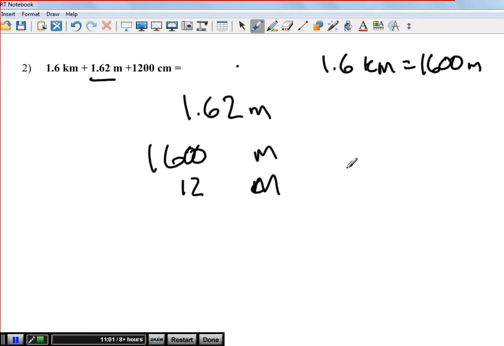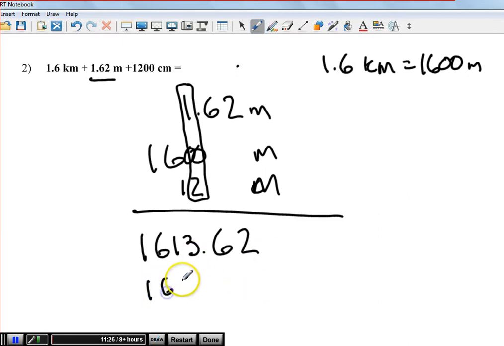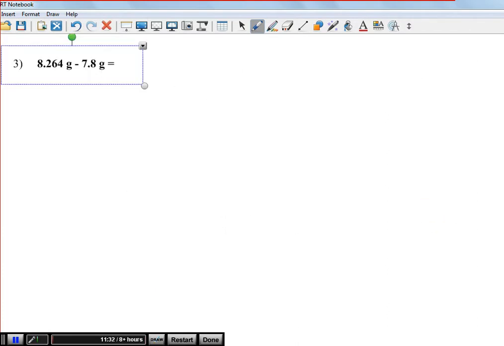You can go back and look at metric conversions, but when we do that now, we add these up, and we get 1613.62. Well, what's the smallest place that all those numbers have in common? I think that the smallest place is the ones place, and so that number is going to be 1614 meters, 1614 meters.